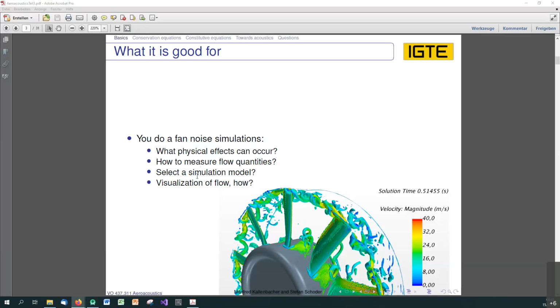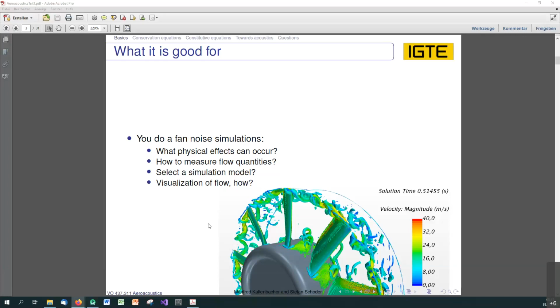So there's also a section about validation and what type of measurements we did for this particular fan, and how to select a simulation model. There is a specific simulation model given there, which is a large eddy simulation. During the practical course, you will get the knowledge of what a large eddy simulation is, and that's more or less it.